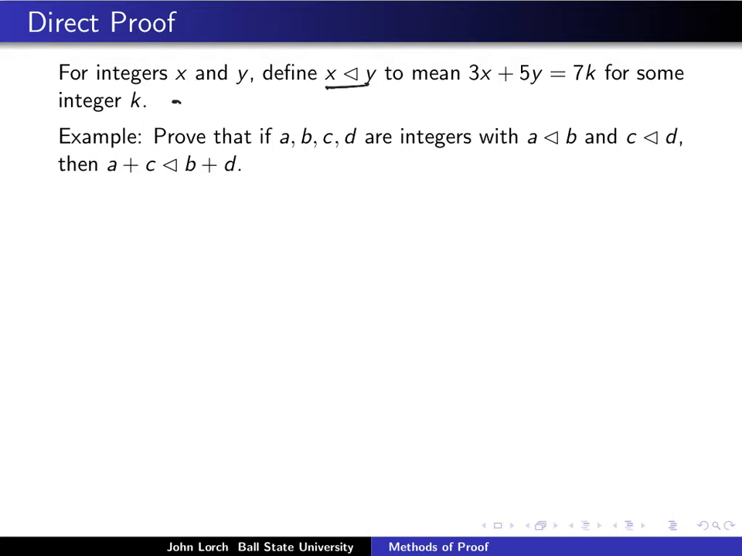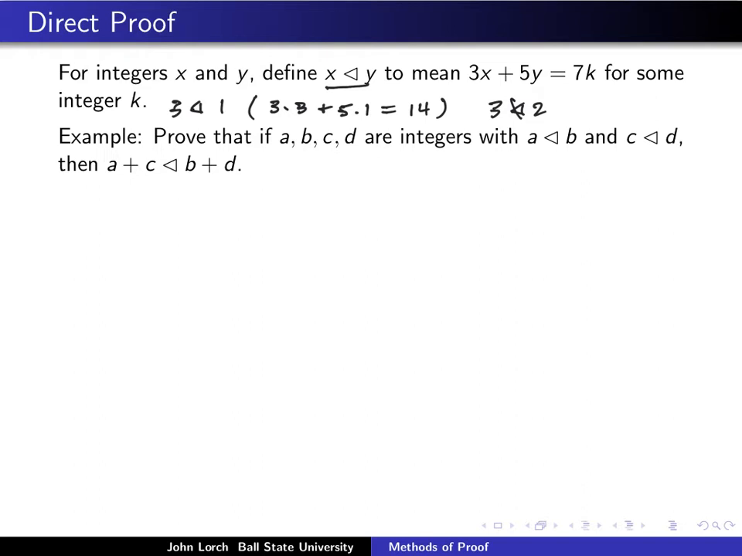So for instance, we have 3 triangle 1, because if you take 3 times 3 plus 5 times 1, you get 14, and 14 is a multiple of 7. However, 3 triangle 2 does not hold, because 3 times 3 plus 5 times 2 is 19, and 19 is not a multiple of 7.